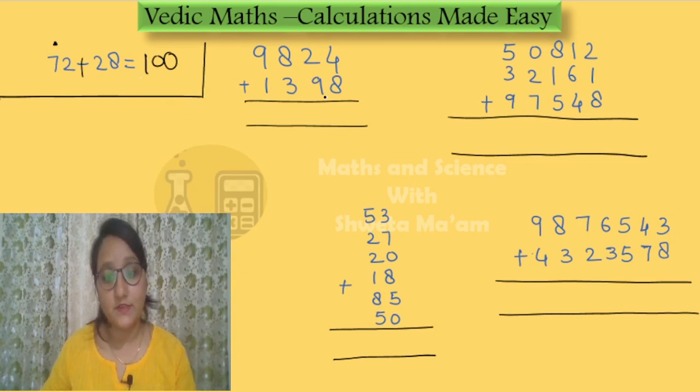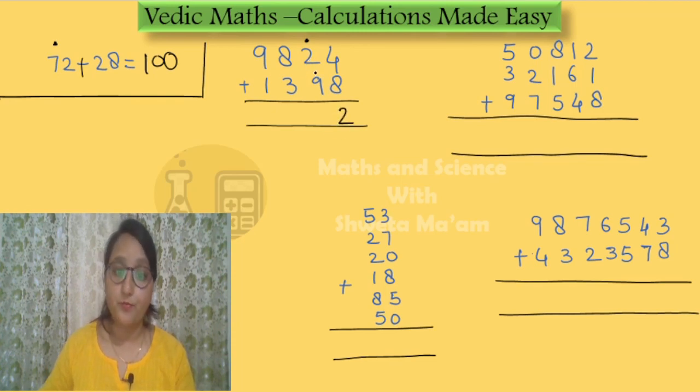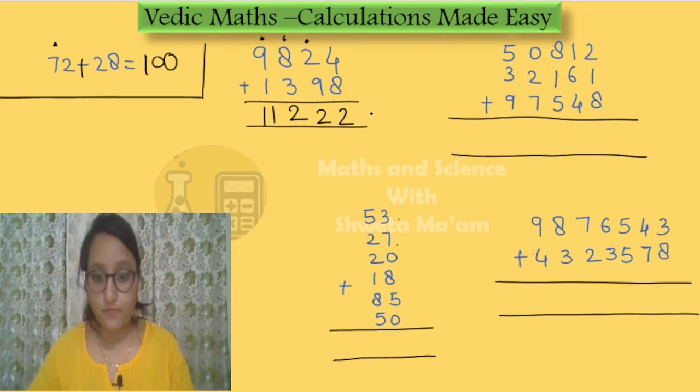Let's see the next sum. 8 plus 4 gives us 12, so 1 dot over here, that is to the neighboring number, and 2 over here. Again 9 plus 3 gives us 12, again 2 here and 1 dot. 3 plus 9 gives us 12, again 2 here, 1 dot here. 1 plus 10 gives us 11. As simple as that. Let's see the next one.